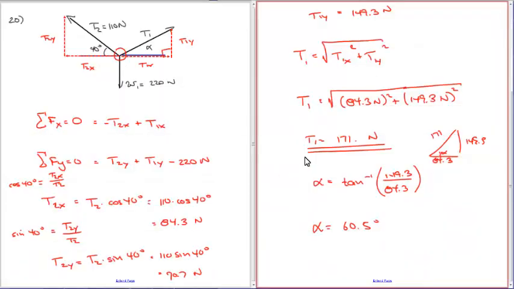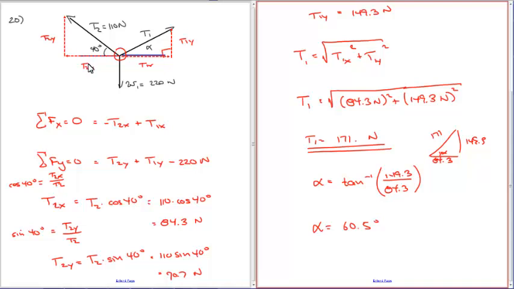Okay, so those are the correct answers. I rounded off a little bit to one less significant figure, but the procedure is correct. So again, what we did was we drew this sketch with the two tensions in the cables and the weight. We knew the weight. We also knew the tension in this wire, this cable. Because we knew the tension and the angles, we could just use geometry to find these two values.